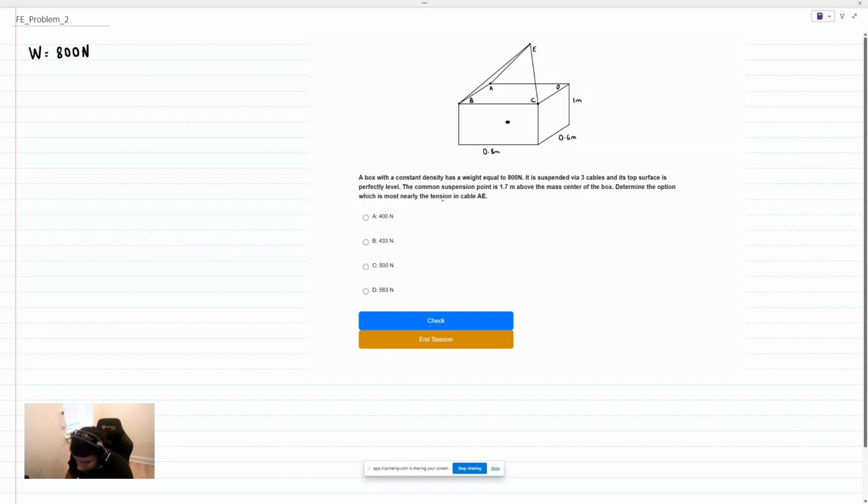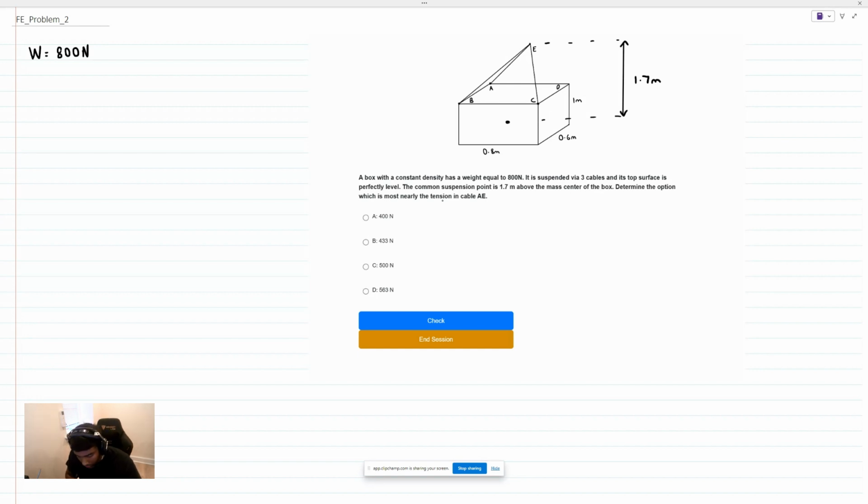It's suspended via 3 cables, and the top surface is perfectly level. The common suspension point is 1.7 meters above the mass center of the box. What that's telling me is that point E and the mass center are vertically aligned, and the distance between them is 1.7 meters. Our task right now is to determine the option which is most nearly the tension in cable AE.